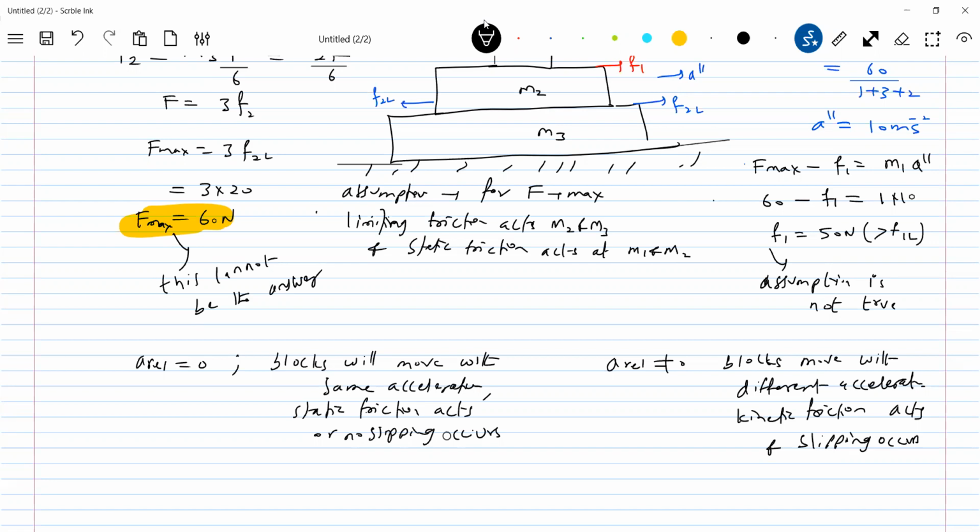We are not discussing a block kept on a ground. We are discussing the two blocks, no? You have to come out of the topic of friction. Here we are discussing a block upon a block. For a block on block, I told you, we are going to encounter a different situation. If A relative is 0, friction acting will be static and no slipping occurs, and blocks will move with same acceleration. If A relative is non-zero, if there's relative acceleration, then the friction acting will be kinetic. So static means the block should be at rest, need not be, that is not a necessary condition. We have discussed yesterday so many problems.